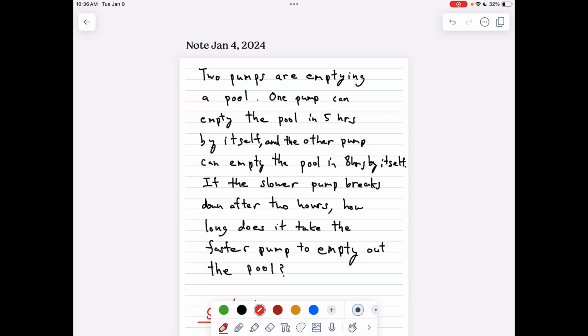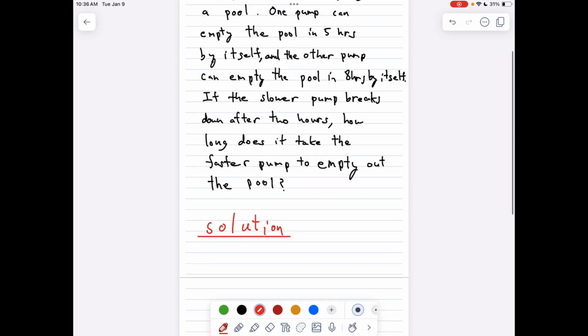Two pumps are emptying a pool. One pump can empty the pool in 5 hours by itself, and the other pump can empty the pool in 8 hours by itself. If the slower pump breaks down after 2 hours, how long does it take the faster pump to empty out the pool? Okay, so a rate problem is like an algebra problem, I guess you could say.